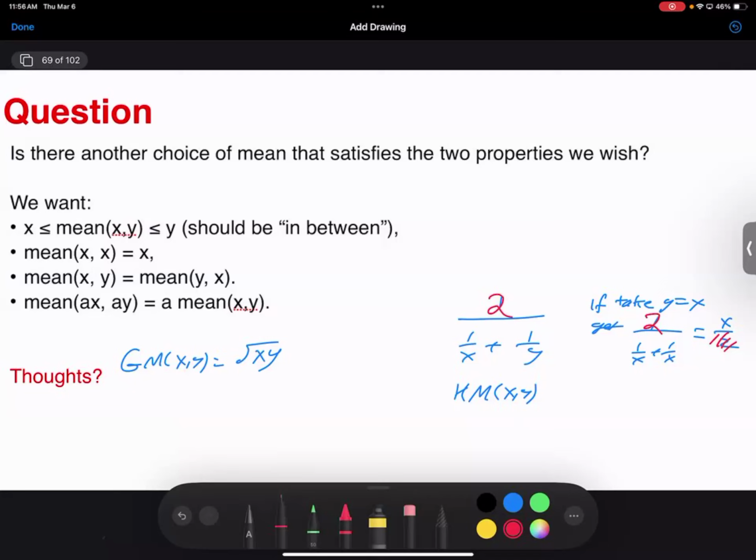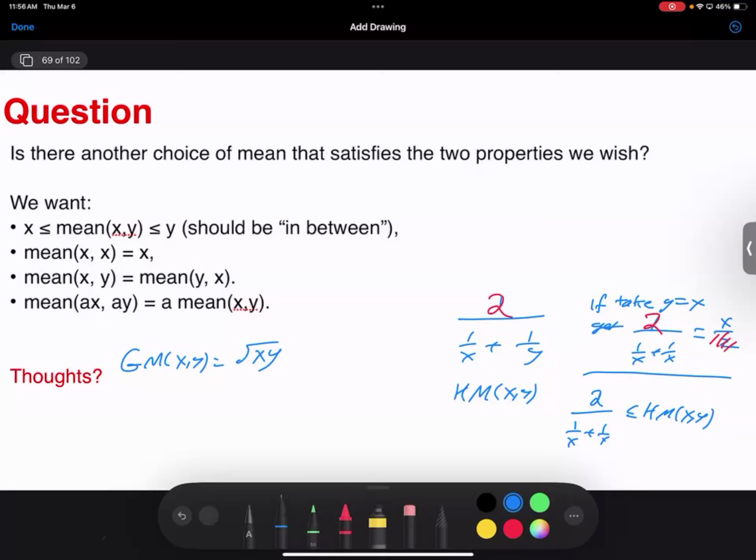Let's just do the lower bound. If I replace y with x, have I made the denominator larger or smaller? I've made the fraction larger, right? Which makes the denominator larger, which makes this thing smaller. So 2 over 1 over x plus 1 over x will be less than or equal to the harmonic mean of x and y. So yeah, it's looking pretty good.